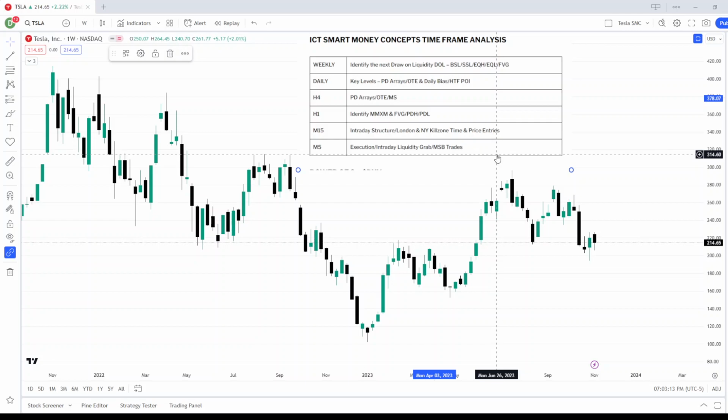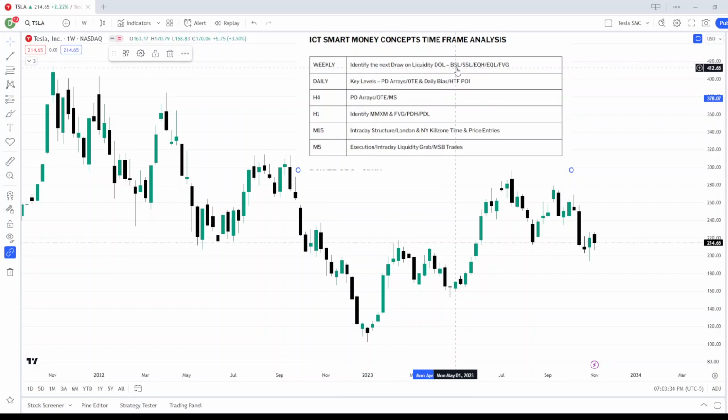Liquidity rests in different spots. It can rest in wicks. It can rest in fair value gaps. It can rest in equal highs or equal lows. Liquidity is everywhere, but the important liquidity is going to be at very certain spots. Some may call it support and resistance as well. But we're looking at, on a weekly time frame, what is the next draw on liquidity.